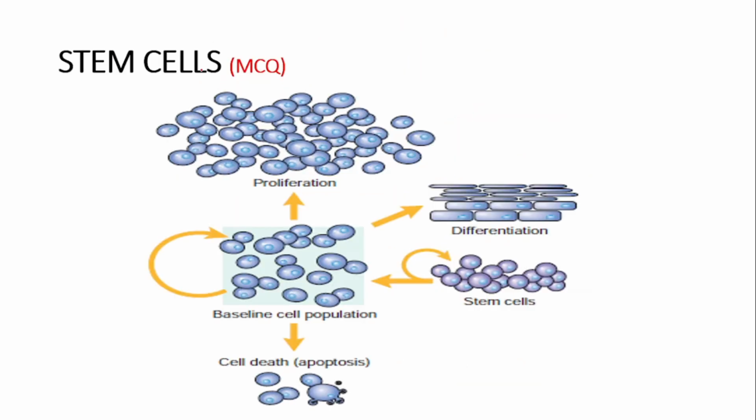So the next is stem cells. Usually the MCQs come from the stem cell concepts also. I'll tell you further where. So this is the baseline population of the stem cells present in the body, and the function of the stem cells is either to proliferate to a large number, or to differentiate into another type of cell, or it also has a self renewal capacity where it renews its own cells if the number of cells is reduced, or finally it undergoes apoptosis.